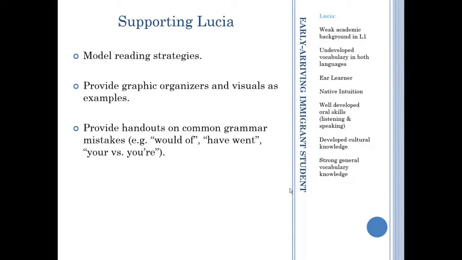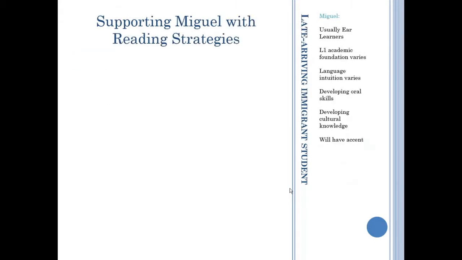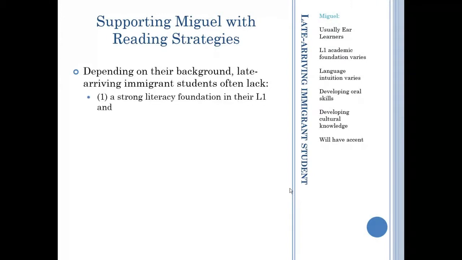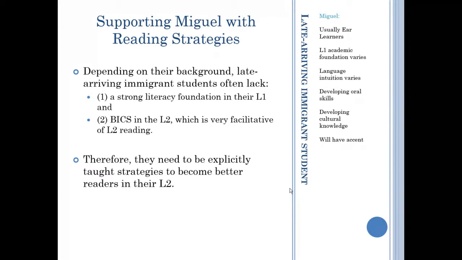So a couple things for Lucia. And then Miguel. So again, depending on when Miguel comes here, he might lack strong literacy foundation in his first language, and he might lack BICS in his second language, English, which is really helpful for reading. So again, I'm beating this horse to death, but he needs explicit strategies to be a better reader and a better writer.